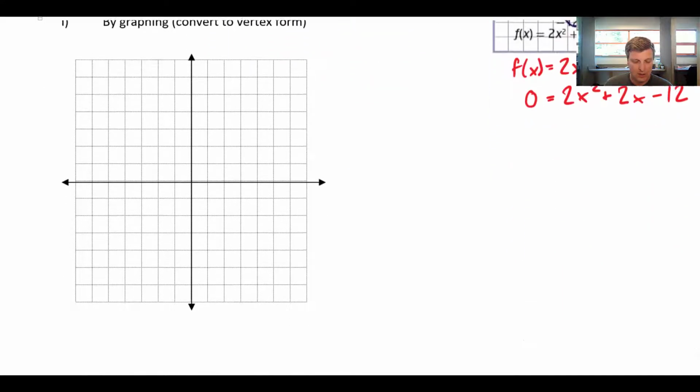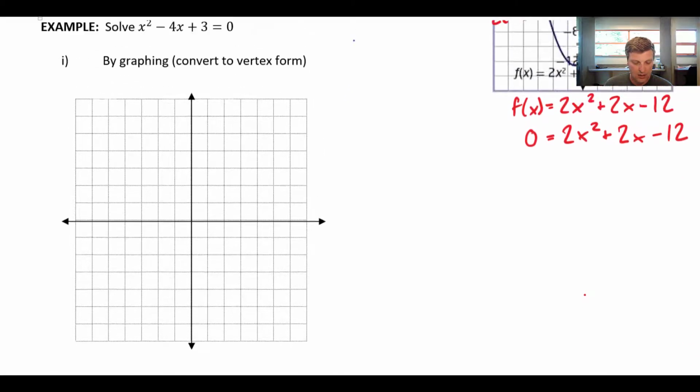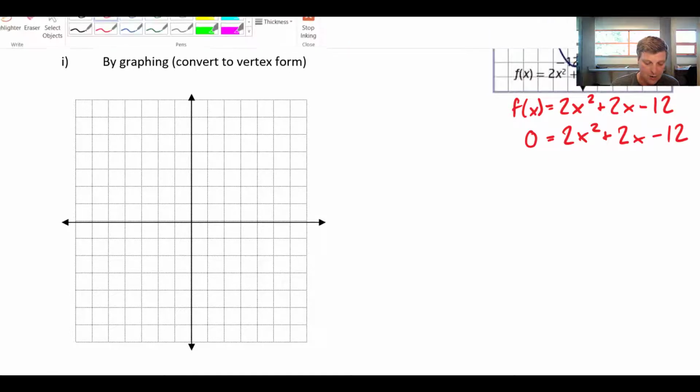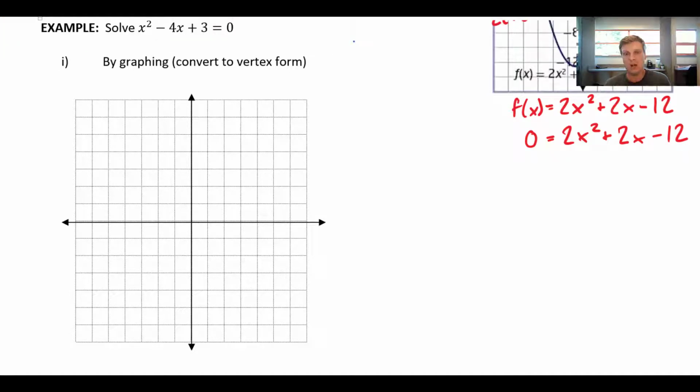So let's do this. We're going to solve this equation here. We're going to solve it by graphing, and then we're going to solve it by factoring. So there are 2 possible skills that we have. If we want to solve this by graphing, we need to start with x squared minus 4x plus 3 equal to 0, and we would have to write this in vertex form. And if we can rewrite this in vertex form, then I could sketch the function that goes with this and then figure out the solutions.